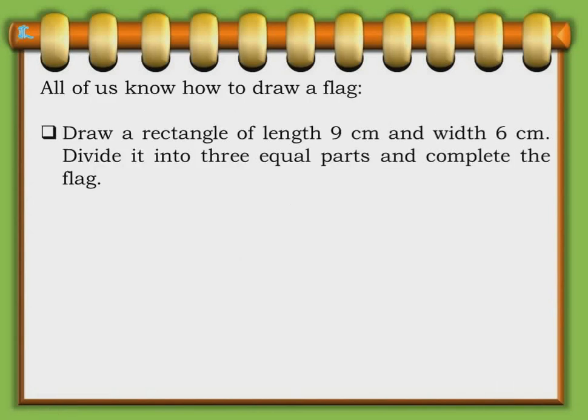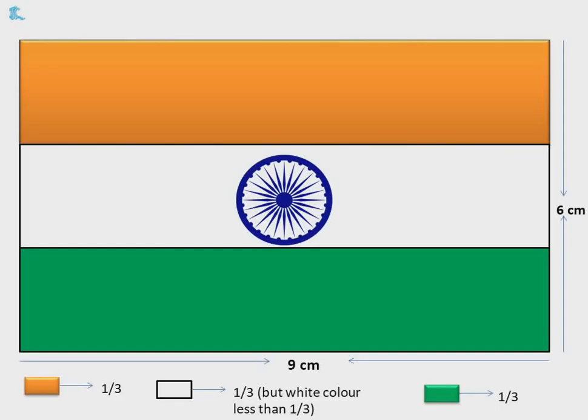All of us know how to draw a flag. So now we know how to draw our Indian flag. Let's see. Draw a rectangle of length 9 centimeters and width 6 centimeters. Divide it into 3 equal parts. Then in between, what will we keep? Ashoka Chakra. And when we see this orange part, what's the fraction of this orange part?